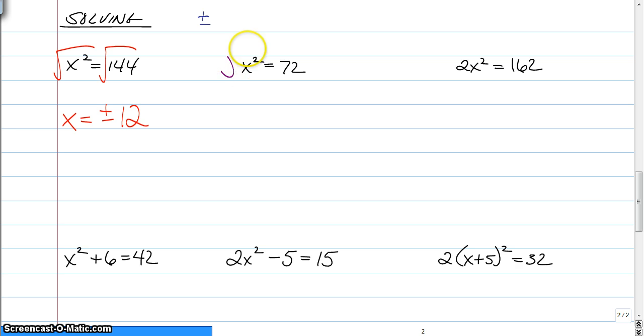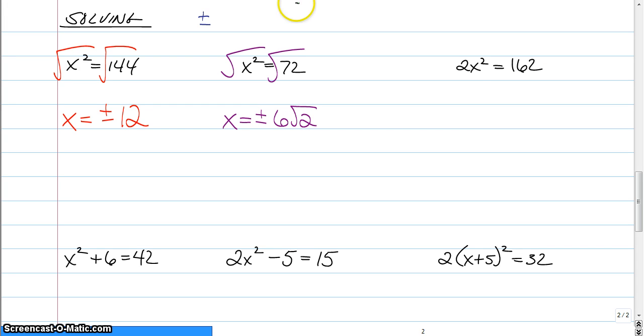Here's an example of why we started with simplifying radicals, because we have x squared is equal to 72, square root both sides, and you get x is equal to plus or minus 6 root 2. You actually have to simplify the square root of 72. We do not give decimals in this chapter unless stated.